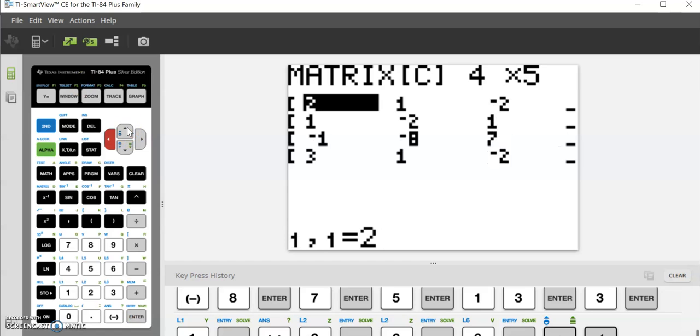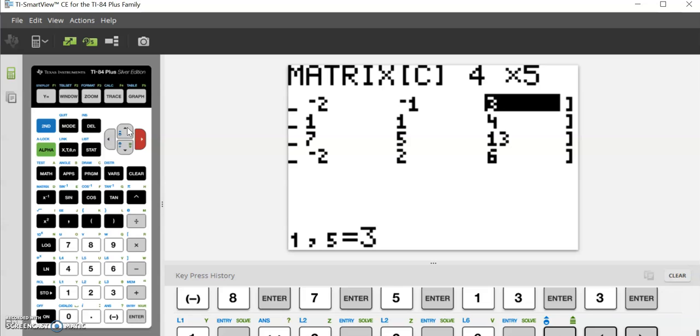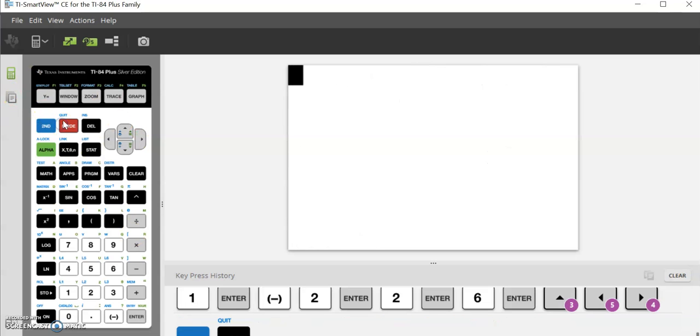Okay, so let's go back and let's double check. 2, 1, 1, -1, 3. And then 2, -1, 7, 2, -1, -1, 5, 2. And then 4, 3. Okay, so we got them all in there. Now we're going to exit out. We're going to go back to our matrix menu.